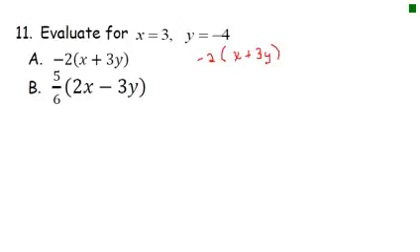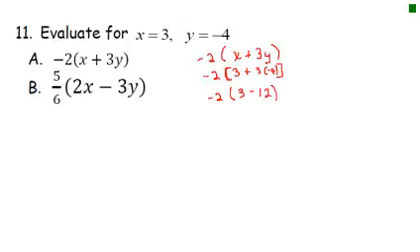We're going to substitute those values into the x and into the y, so that'd be -2, and then x is 3 plus 3 times -4. And change those into brackets since I've got parentheses in there. So first thing I'm going to do is work inside those brackets and do the multiplication in there. So that's going to be -2 times 3, and 3 times -4 is a -12. So I'm going to do -12.